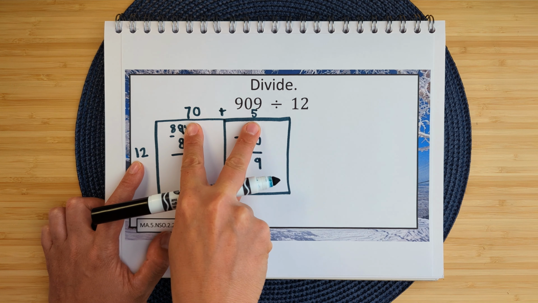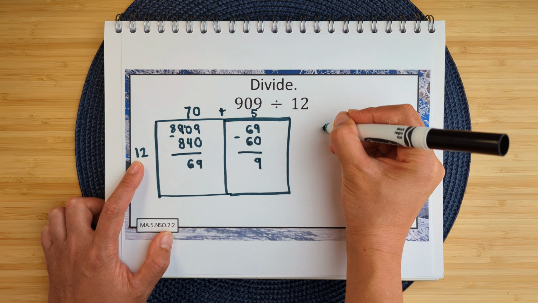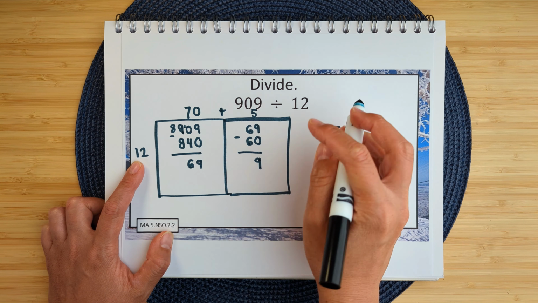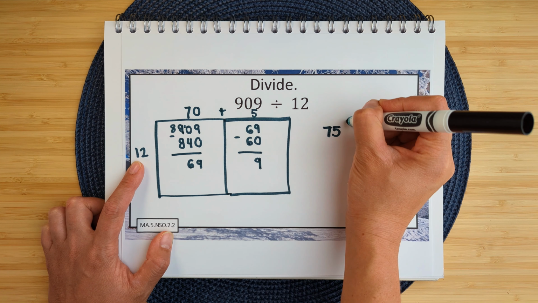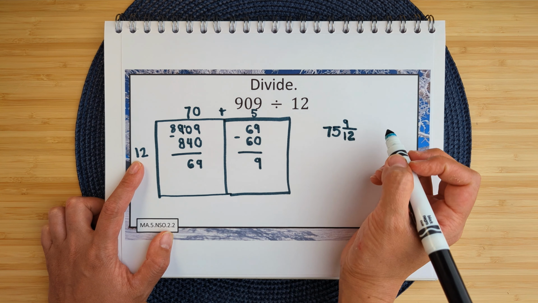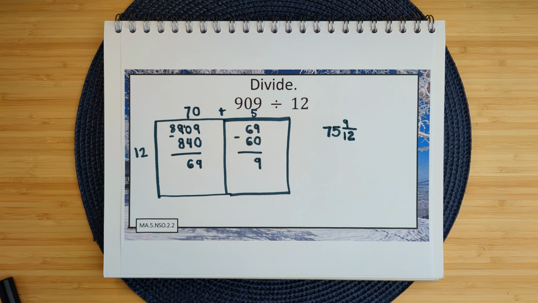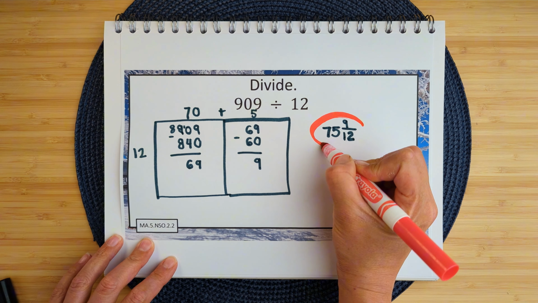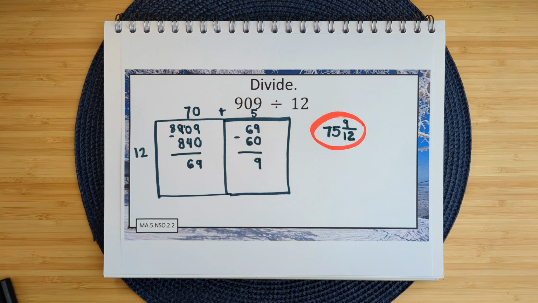So I'm going to add the two partial quotients, so 75. And then my remainder is going to be the numerator, and my divisor will be the denominator. So my final answer is 75 and 9/12.